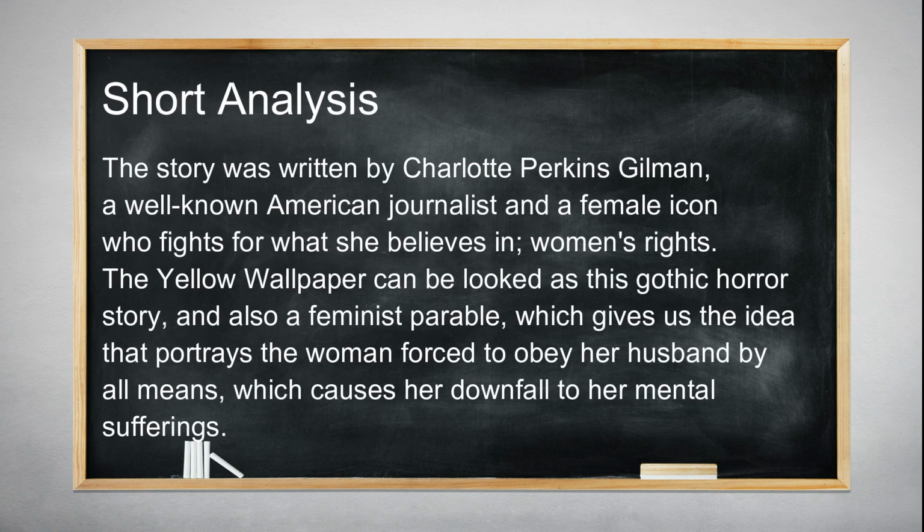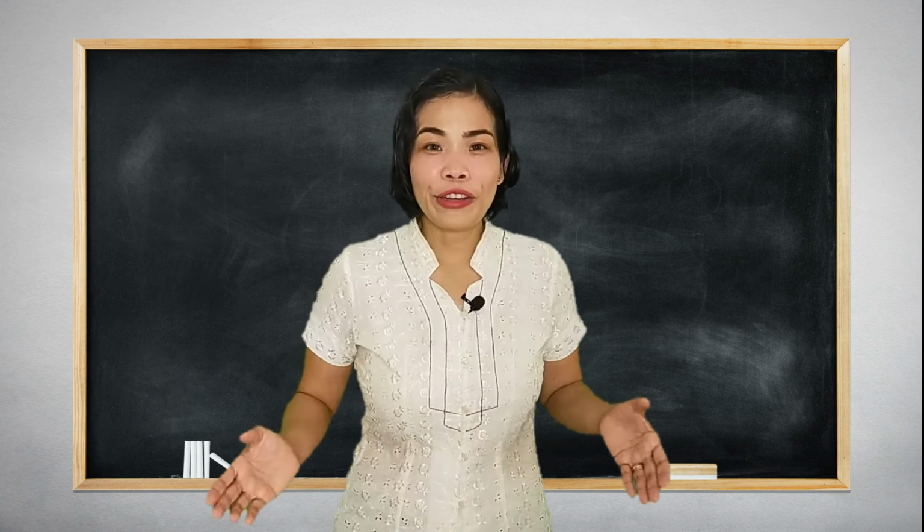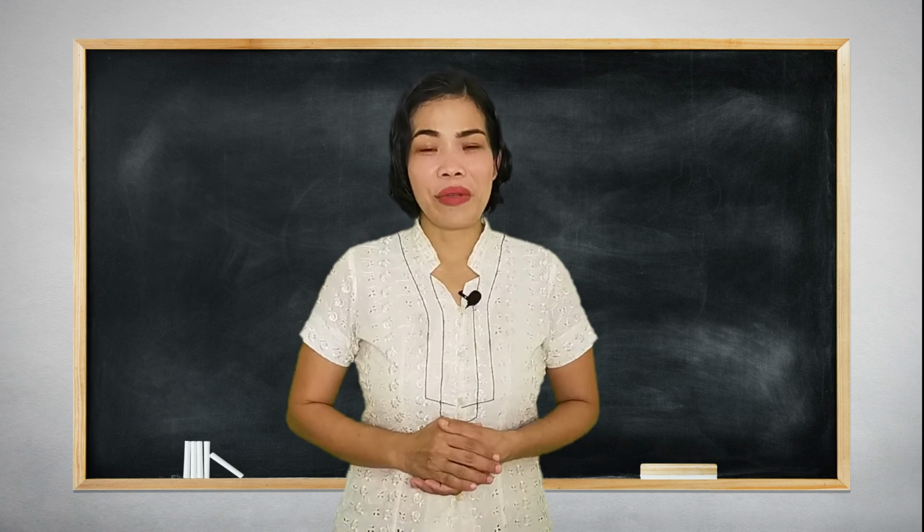The story was written by Charlotte Perkins Gilman, a well-known American journalist and a female icon who fights for what she believes in, women's rights. The Yellow Wallpaper can be looked at as a gothic horror story and also a feminist parable, which gives us the idea that portrays the woman forced to obey her husband by all means, which causes her downfall to her mental sufferings. There you go, the feminist literary approach.